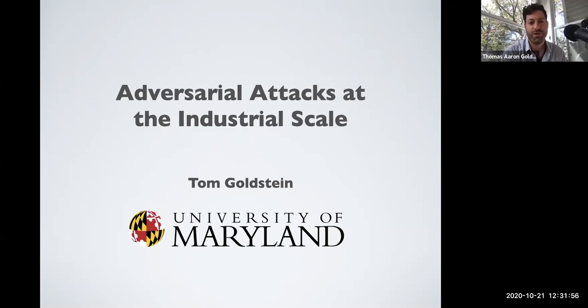All right, so I'm going to tell you a bit about some of the work we're doing in my lab on adversarial attacks. In particular, a lot of adversarial attacks have been demonstrated in many different settings, but often on more academic data sets, like simple classification problems. So we're curious, how well do these things scale up to, say, industrial systems?